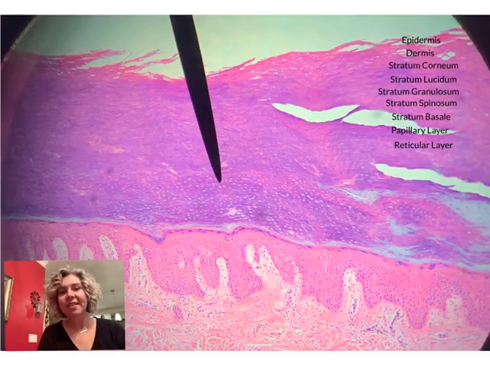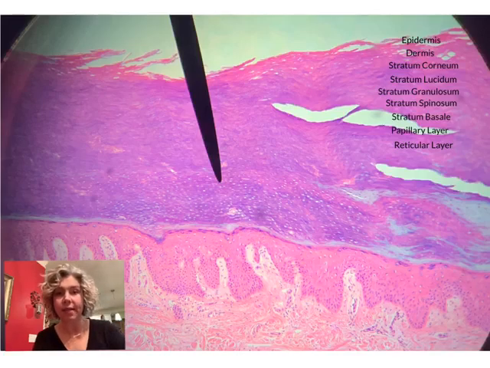Hi y'all, in this video we are going to take a look at the histology of skin. So what you're looking at in this photo is a microscope image, a picture taken from our microscopes of plantar skin. This is skin on the bottom of your foot.